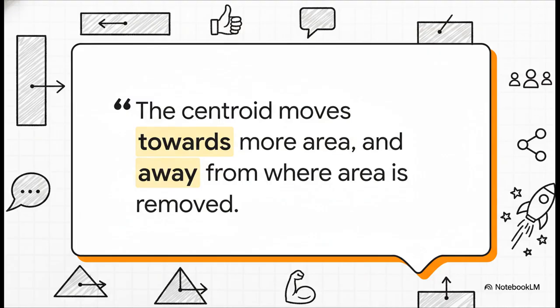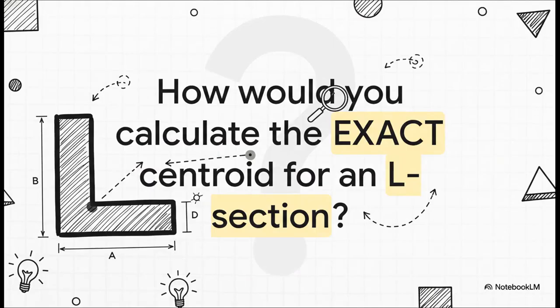Jai Hind. And I'll leave you with one final question to think about until next time. You now have the intuition for how the centroid moves, but how would you actually calculate the exact x bar and y bar for a totally unsymmetrical shape, like an L section? Give that some thought, because we're going to break down the exact method for that in our very next explainer.